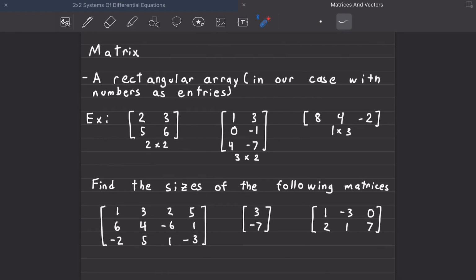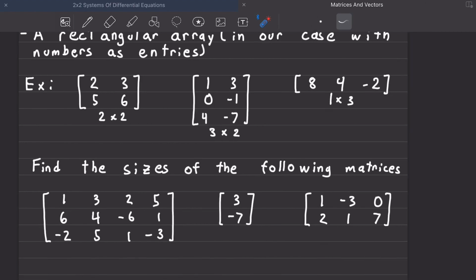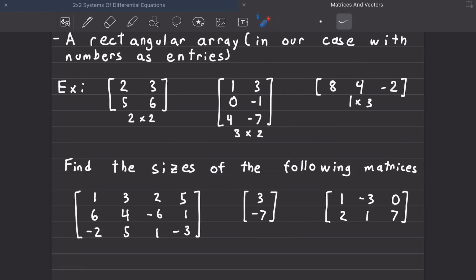So take a second to look at these. I've intentionally not made these problems too hard. Just try and find the size. Pause the video, write down your predictions, and then I'm just going to go over them quickly. Okay? So this first one is going to be 3 by 4, right? That's because we're going 3 this way and then 4 this way. So I'm going to say that is 3 by 4. The second one is going to be 2 by 1, and then this last one is 2 by 3.